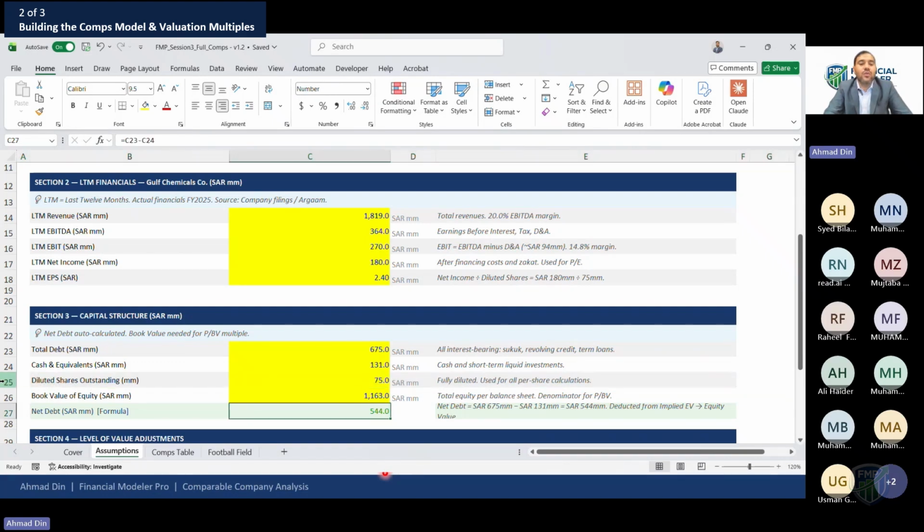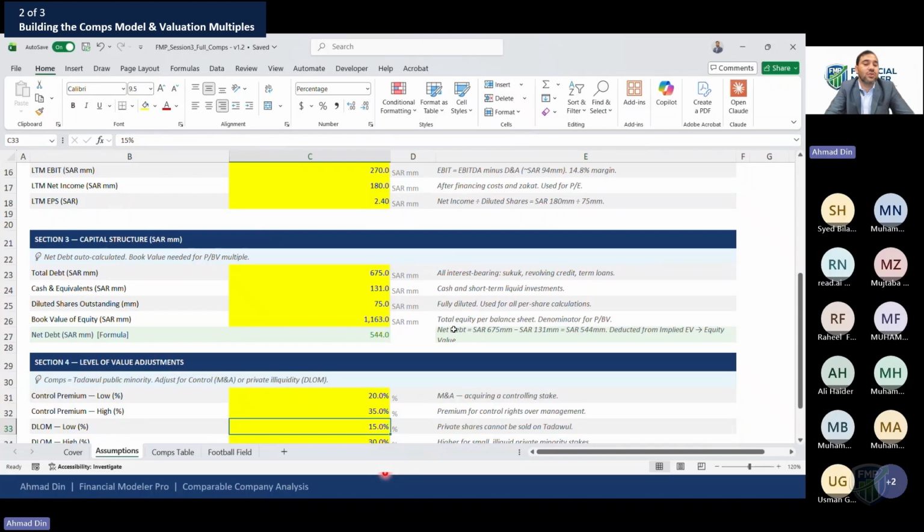Then we calculate the net debt, because in the enterprise value we adjust net debt, minus debt plus cash. On the basis of that, we get to our net debt. Our net debt is total debt minus cash. So we have the net debt which is payable for the adjustment into our valuation.